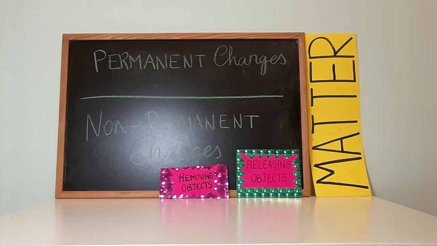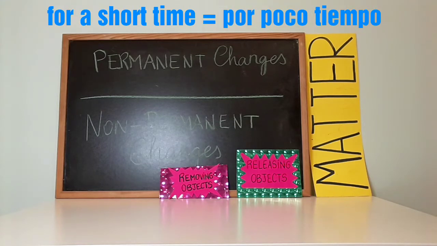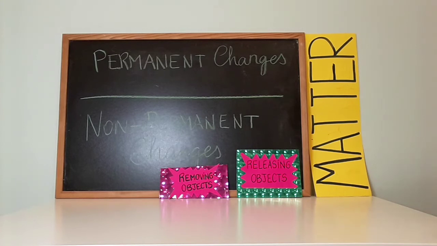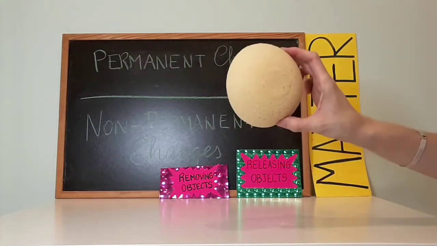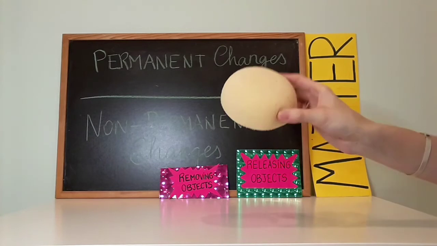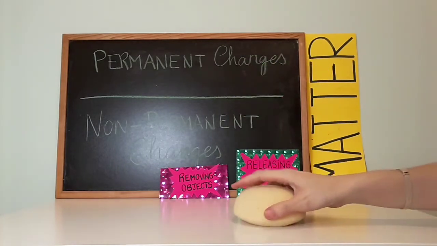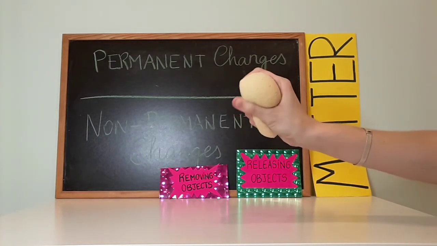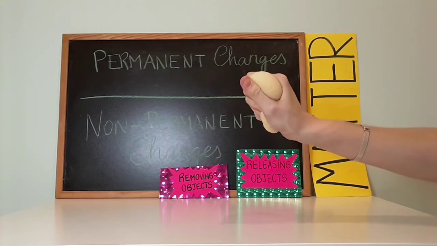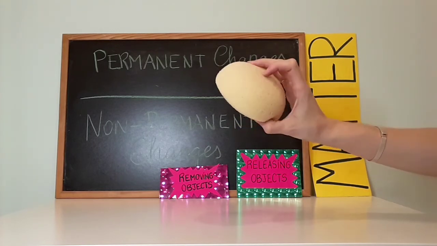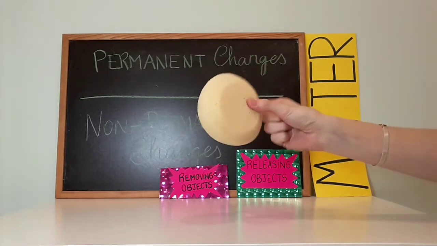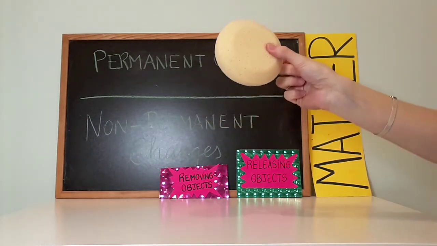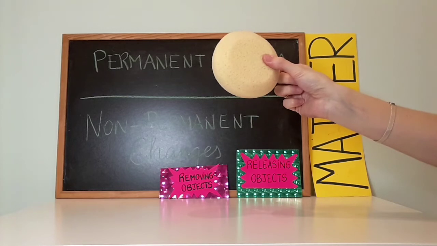So sometimes a force only changes the shape of an object for a short time. For a short time. Here I have a sponge, for the example. When the force that Diana is making is removed, the object returns to its original form. Alright?